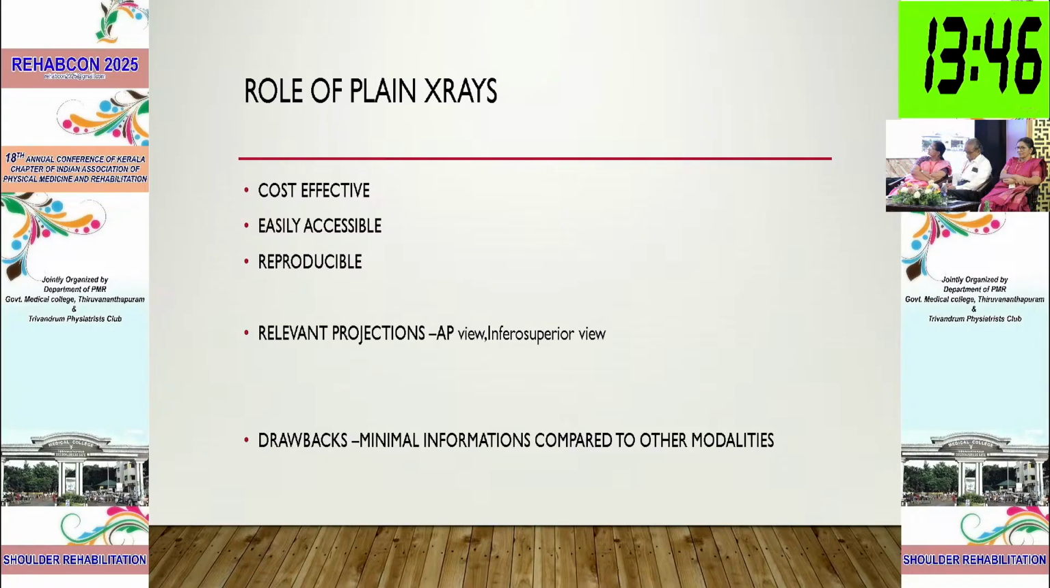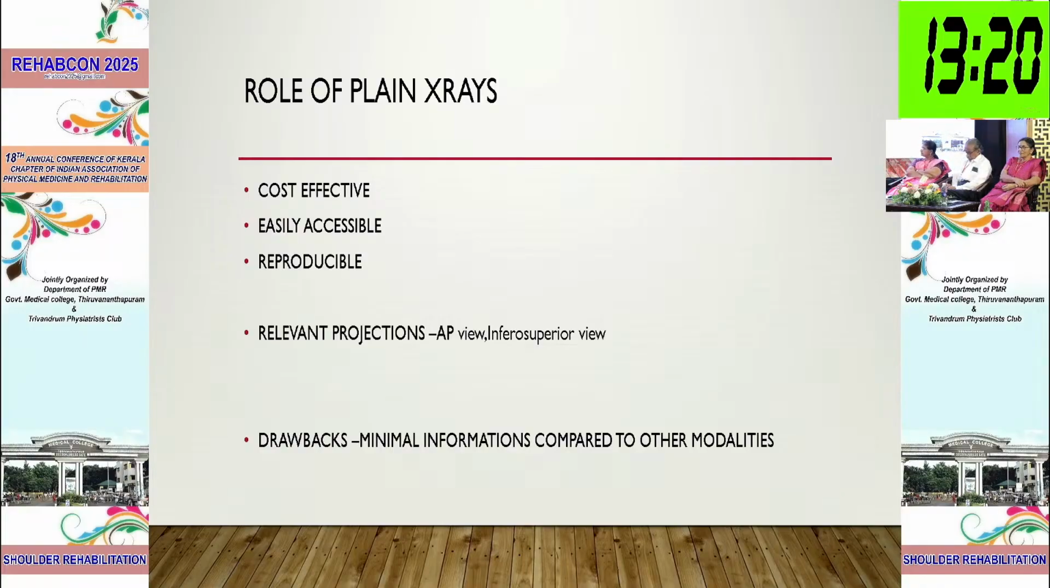Now, why plain X-rays? Well, I'm putting it in a very simple way. Basically because of the reproducibility, the cost effectiveness, and the accessibility. Everywhere you can have an X-ray accessible, at any diagnostic center. Second is reproducibility: the patient can keep it, you can go with the patient to the clinician and reproduce. Cost effectiveness, of course, is there.